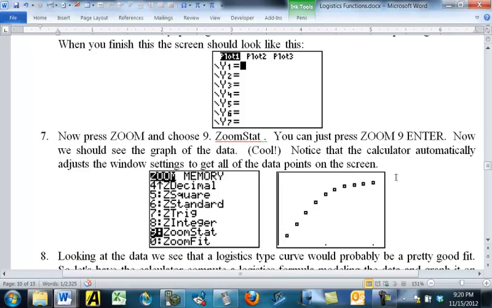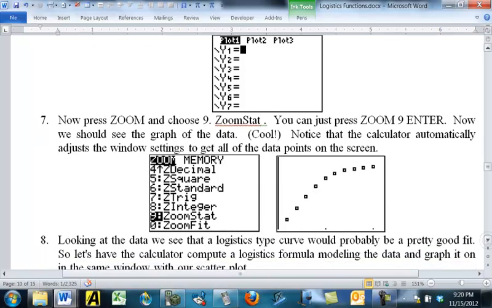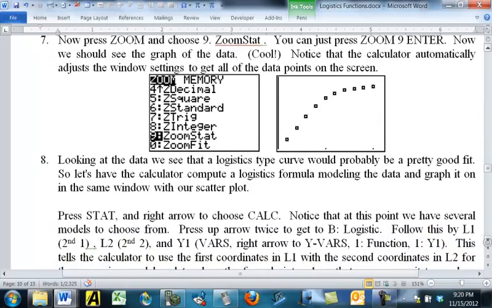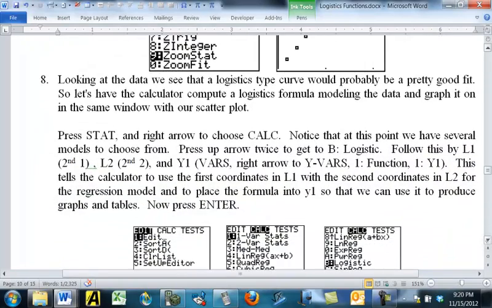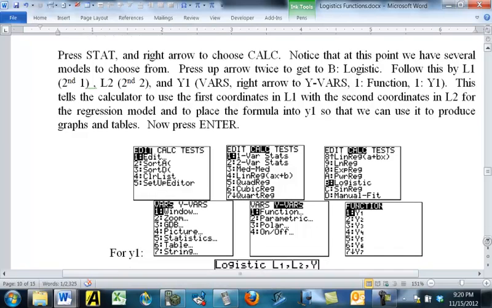So let's try a logistics model, and a logistics model makes sense in the context of the problem. To do regression, you hit stat, right arrow to go to calc, and you have different models to choose from. A linear model, number 4, we've used. Number 5 is a quadratic, then a cubic, a quartic. Those are polynomial models.